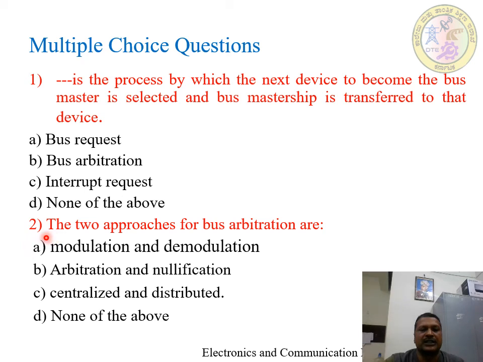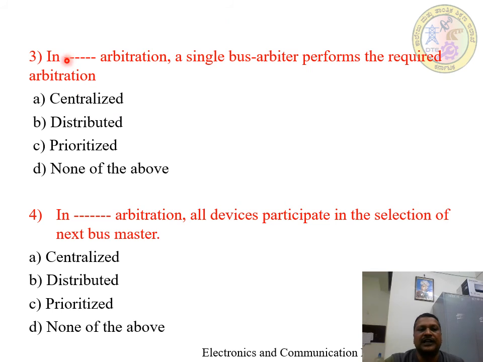Next question, the two approaches for bus arbitration are centralized and distributed. There are two approaches to resolve the bus conflict. In dash arbitration, a single bus arbiter performs the required arbitration. So in centralized arbitration, a single bus arbiter is used. Now in dash arbitration, all devices participate in the selection of the next bus master. So that is distributed arbitration.